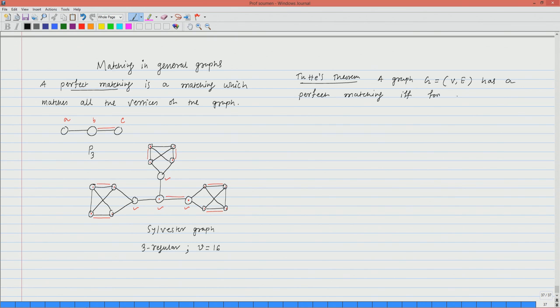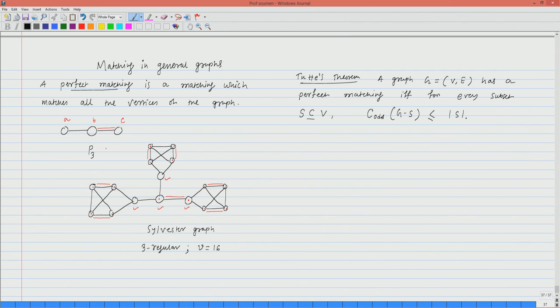for every subset S of V, c_odd, this is the number of odd components of G minus S, is less than or equal to the cardinality of S. Let me explain this one, and then you will realize that this is an obvious necessary condition: the number of odd components of G minus S must be less than or equal to the cardinality of S, and this has to be true for every subset S.